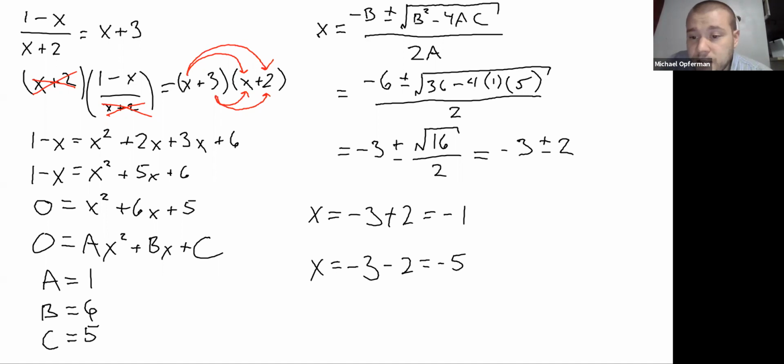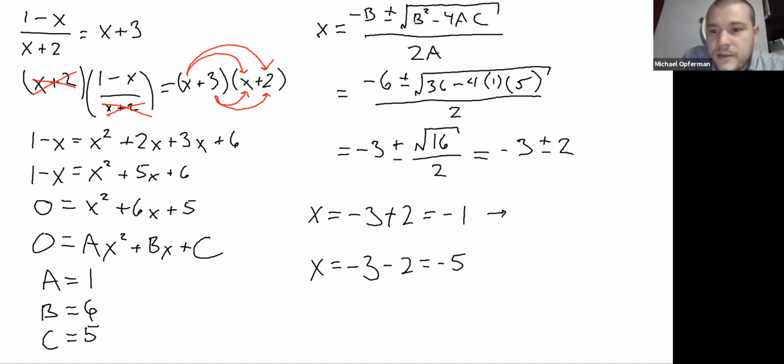Oftentimes in the world of physics, one of the two solutions will be the one that the question is actually asking about, or the one that actually makes sense as the answer, and you might just discard the other one. But technically they're both answers to the algebra question that you set up. And you can actually verify that if you want to in the original equation. Let me just do it really quickly over here.